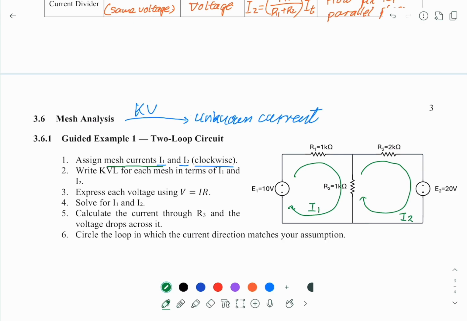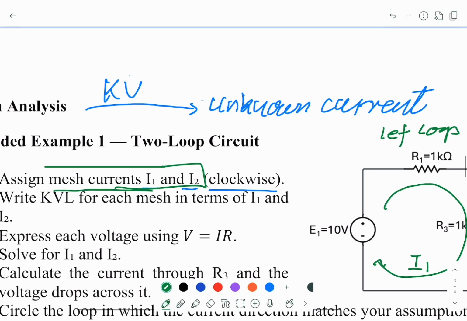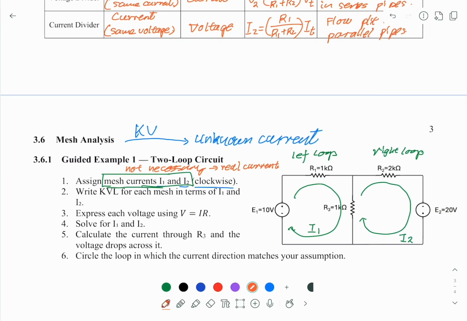Now remember, the mesh current is flowing within the mesh or the loop. So there are two loops, the left loop and the right loop. Each loop has its own mesh current. Now this mesh current doesn't have to be the real current. You can imagine a mesh current like a tool. They are not necessarily corresponding to the real current. It could be, but it also may not be. So we'll see it now.